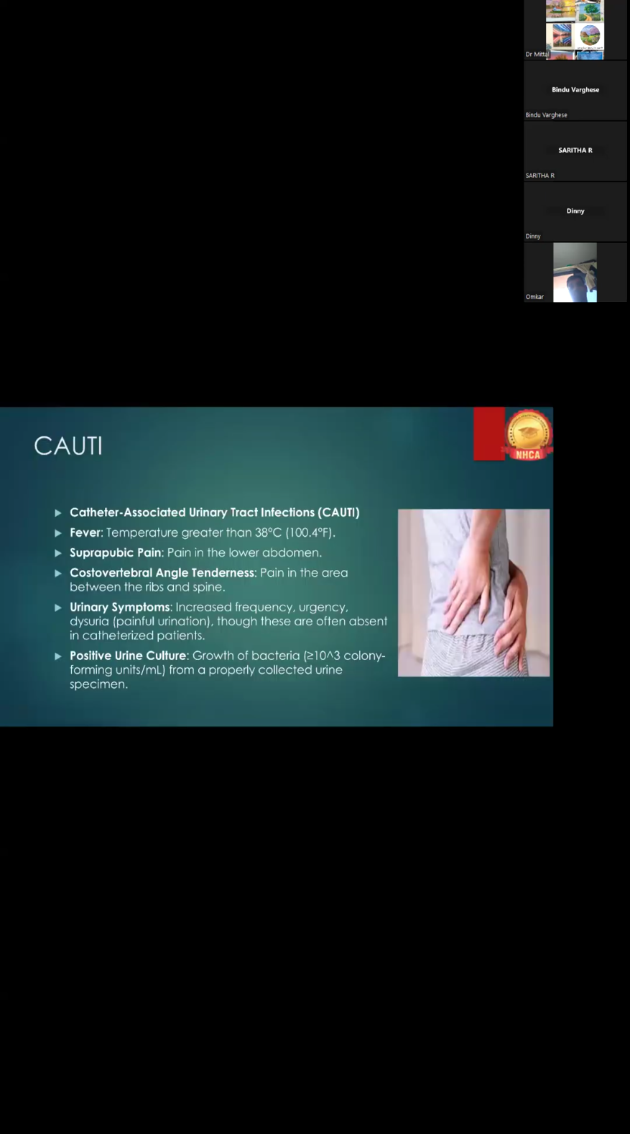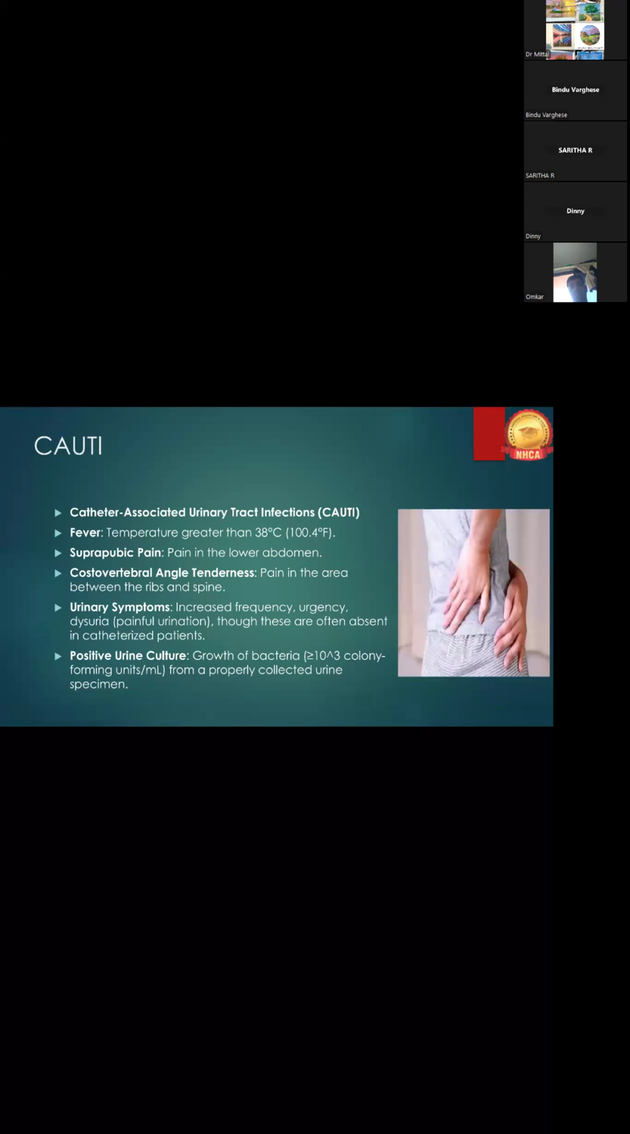Catheter-associated urinary tract infection: fever, also suprapubic pain. These are some of the symptoms. Then costovertebral angle tenderness. As you can see in the picture, there's a tenderness. Urinary symptoms: increasing frequency, urgency, dysuria. All these are some of the symptoms. And positive urine culture, growth of the bacteria.